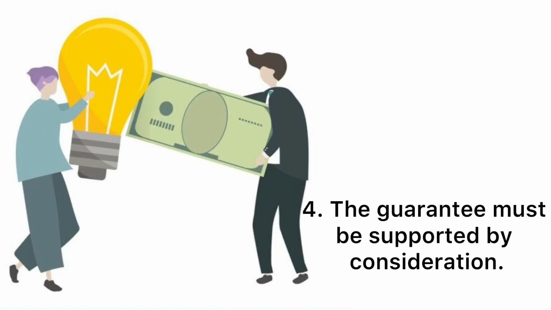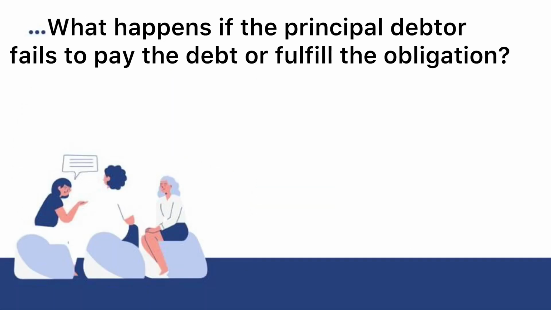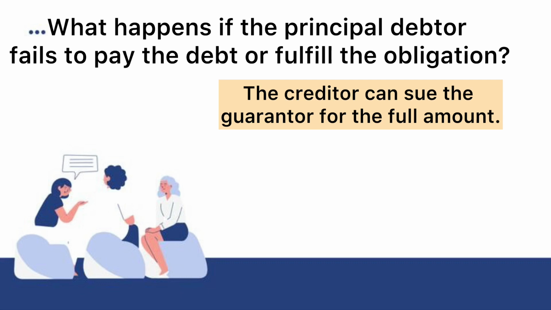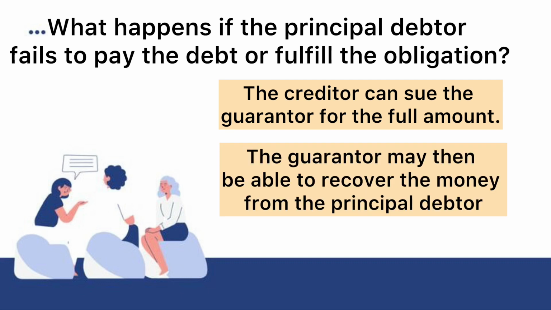the principal debtor. Now, what will happen if the principal debtor fails to pay the debt or fulfill the obligation? So, if the principal debtor fails to pay the debt or fulfill the obligation, the creditor can sue the guarantor for the full amount. The guarantor may then be able to recover the money from the principal debtor, but this can be a difficult and time consuming process.